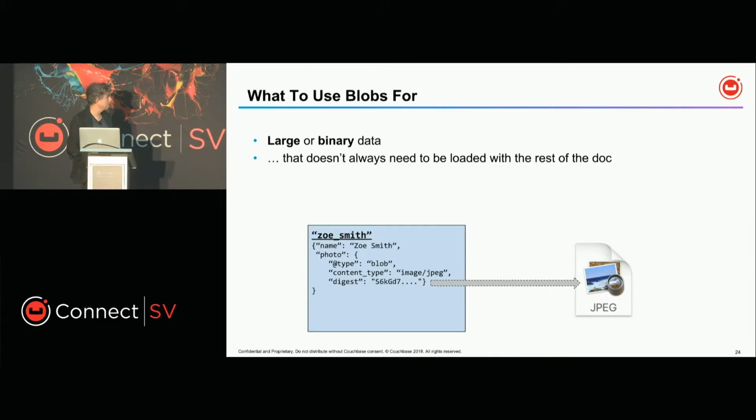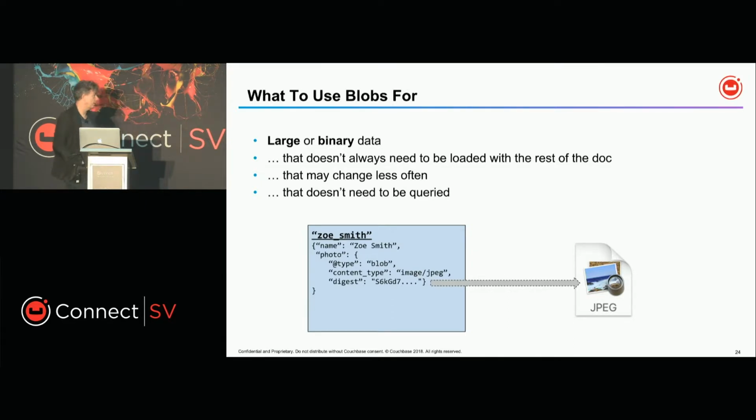instead of being inline. If it changes less often, and again, this is due to the replicator design, blobs do actually get replicated separately from documents. So if the document changes but the blobs in it don't, the blobs will not get replicated again. It's only when they change that they get replicated. So you can save yourself bandwidth again that way, where if this photo only changes once in a blue moon, but there's other stuff that's being updated a lot, then you won't have to be replicating that attachment so often.